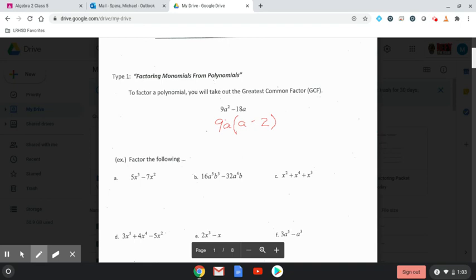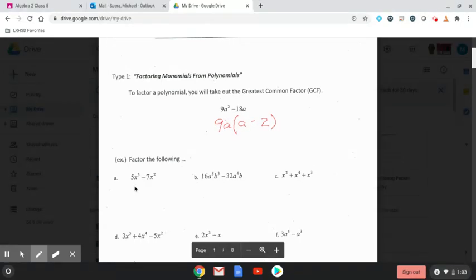Okay. How did I do that? Well, again, look at 9a squared and 18a and ask yourself, what is common about both of those? Well, both 9 and 18 have a factor of 9. A squared and a have a factor of a. So if I factor that out of each term and then ask myself what is left, a minus 2, that would be my final answer.